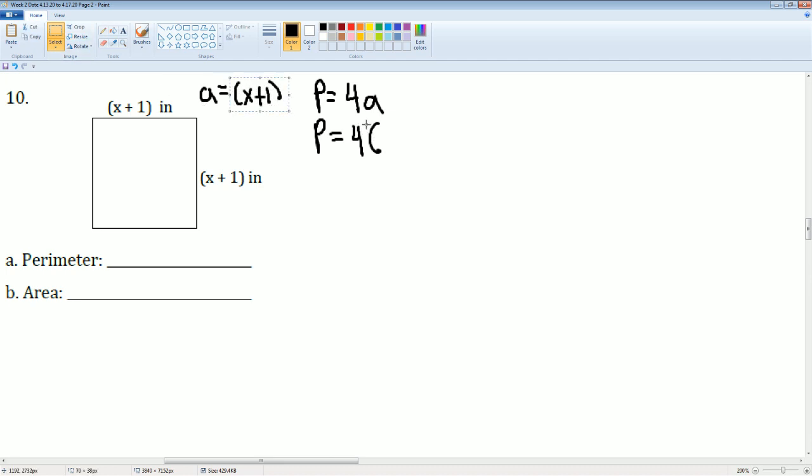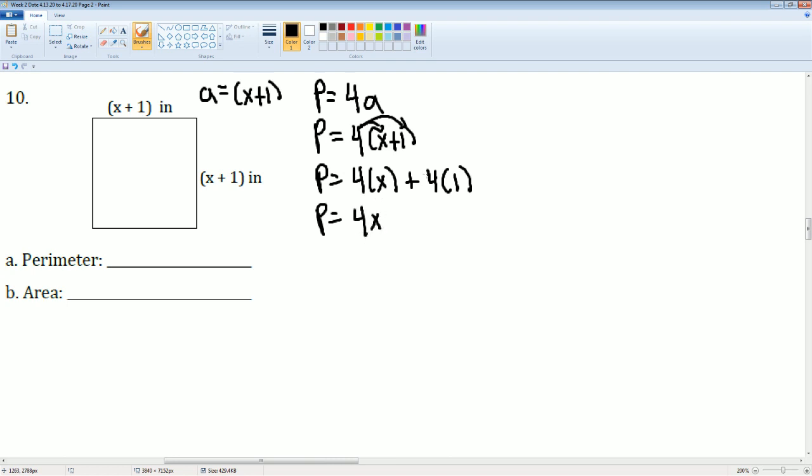All right? So look at the A. The A is going to get replaced by this. Do you see how that looks? There you go. And this should remind you of what you do here, right? You distribute. So 4 times x, then you have your 4 times 1. Perimeter is equal to 4x plus 4 times 1, which is just 4. Good?